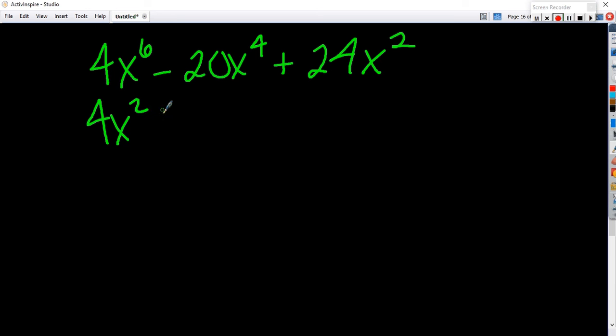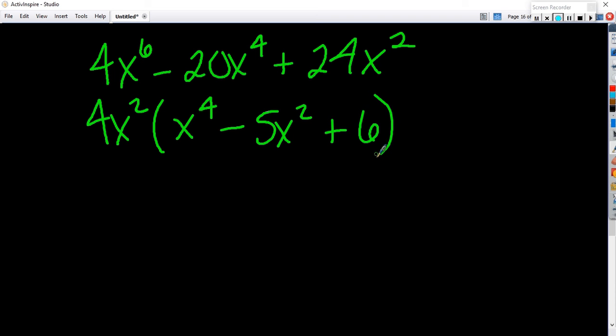All right, so what's left in the first one? X to the fourth, minus 5x to the second, plus just 6 this time, because we took the x squared out.